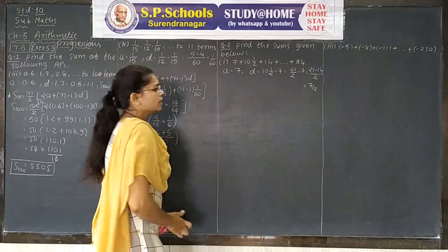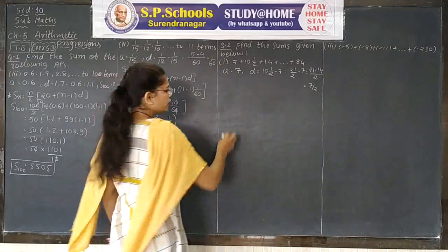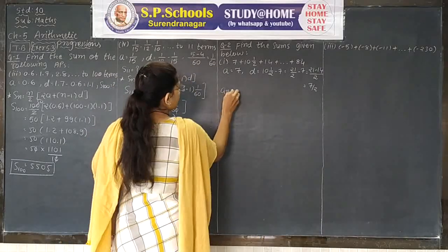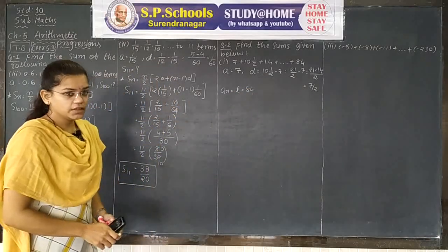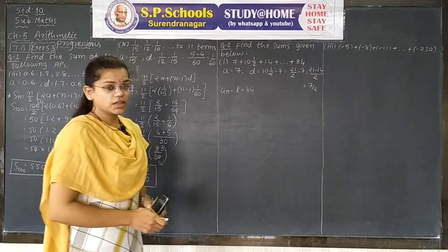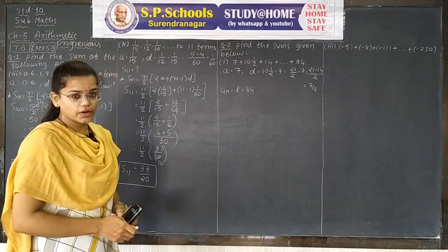So it is correct. Again, we know the last term, which is called an. an is equal to l, which is equal to 84. So what will happen here? In this case, we use the short formula to find the sum of the first n terms.